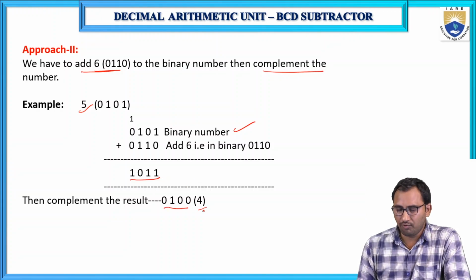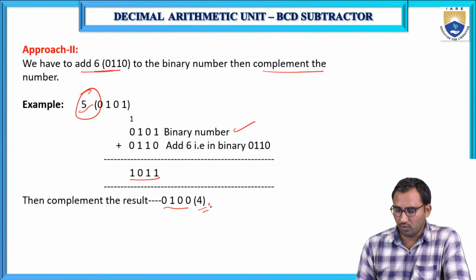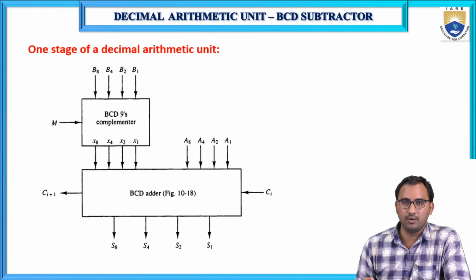0100. So that means 4. So 9's complement of the 5 is 4. So we got the correct answer. In this way, the BCD subtraction will be performed.